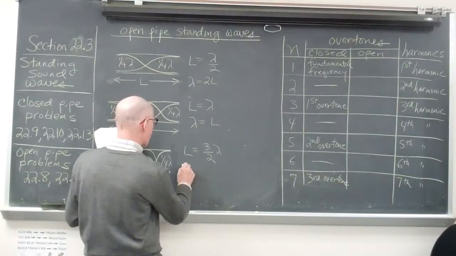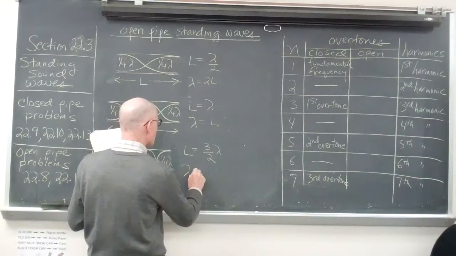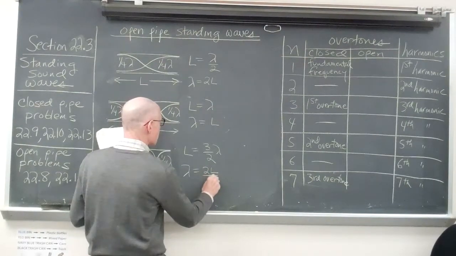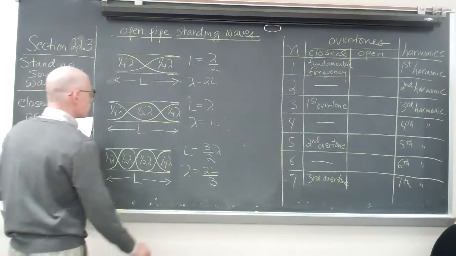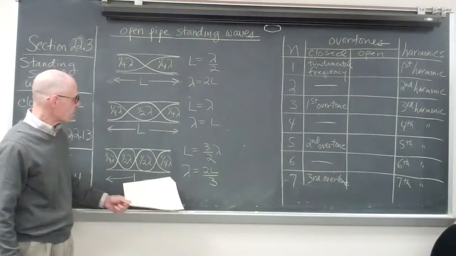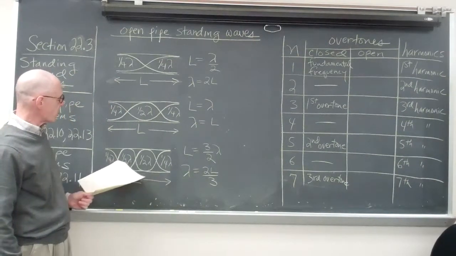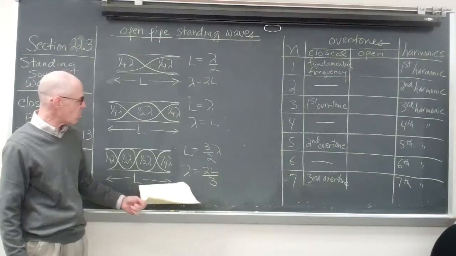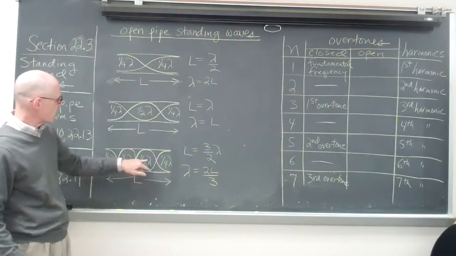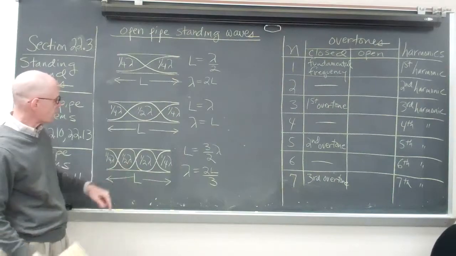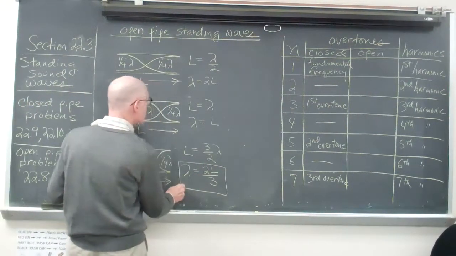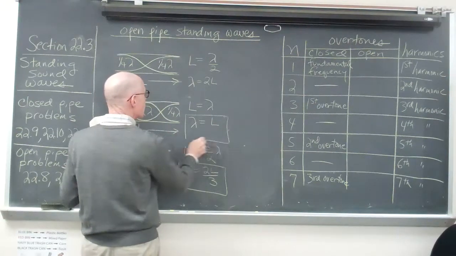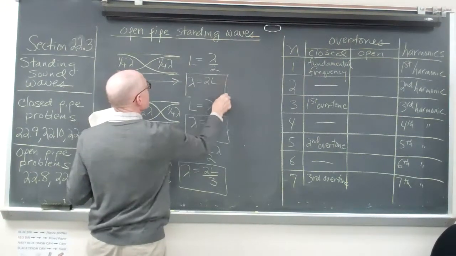So we'll solve this for wavelength. Wavelength then would be equal to 2L over 3. So really what that's telling you, 2/3 of the length of the pipe is sufficient to see a whole wavelength. So this whole wavelength in here just represents 2/3 of the length of the pipe. So we have this expression, and we have this one, and we have this one.